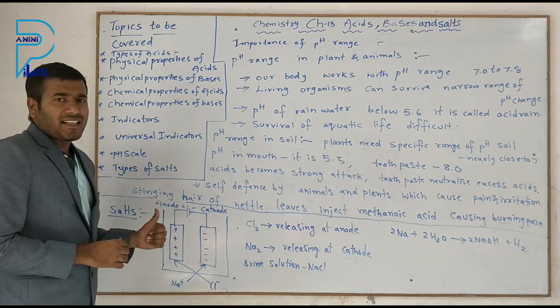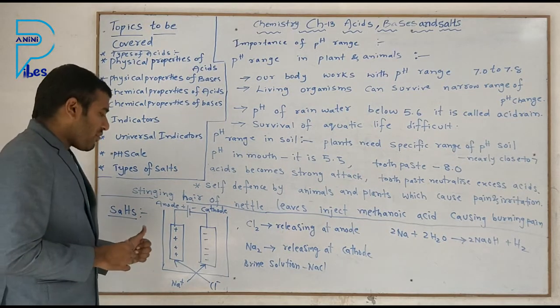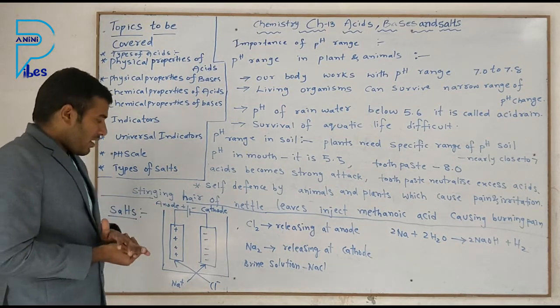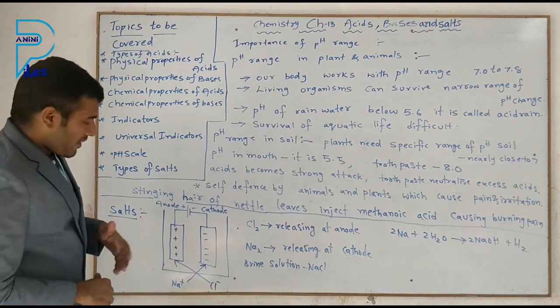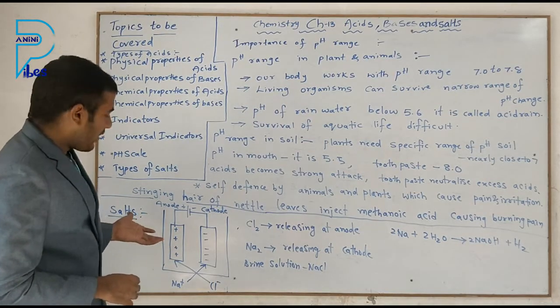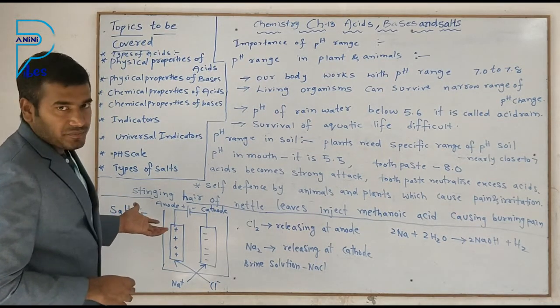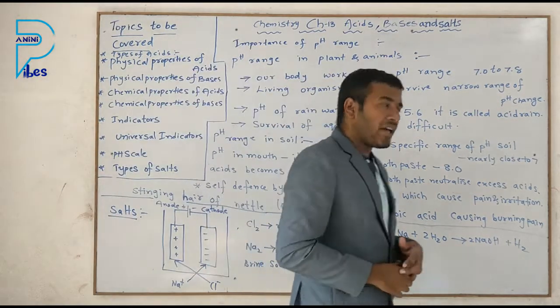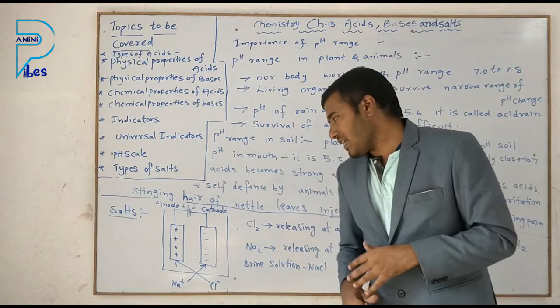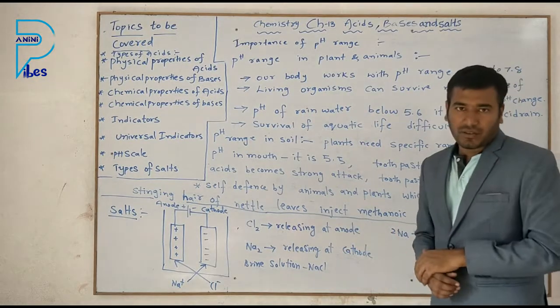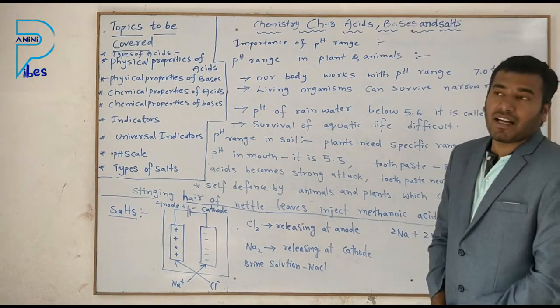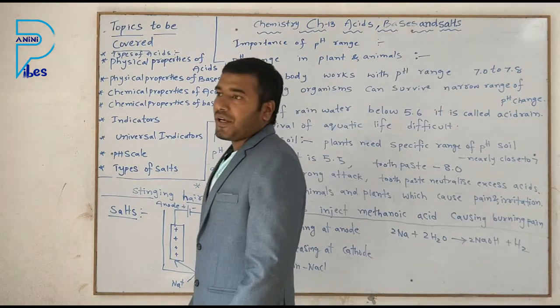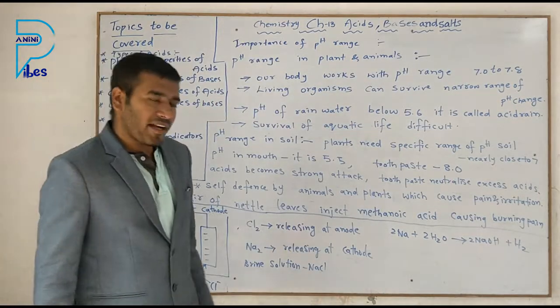Cations, meaning positive ions, are released at the cathode, and anions, meaning Cl minus ions, are released at the anode. Chlorine, Cl2, is released at the anode, and sodium is released at the cathode. Sodium chloride solution we call brine solution.